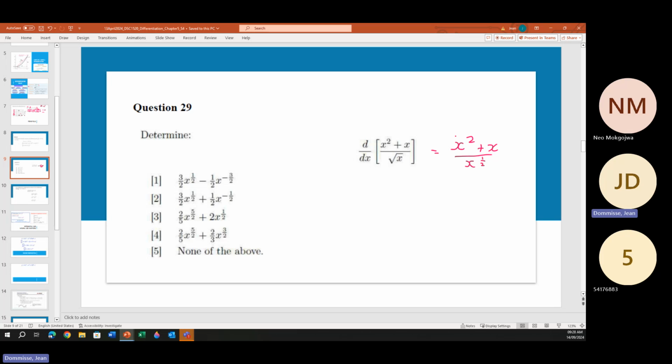Okay, so if you now see that, that one can simplify. Okay, so we can bring that x to the half up into both of that. So we can say, well, that actually at the top is 2 minus a half.